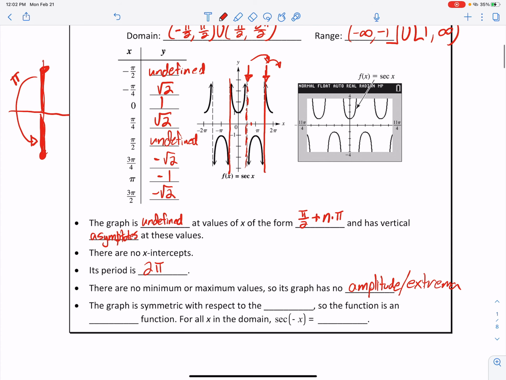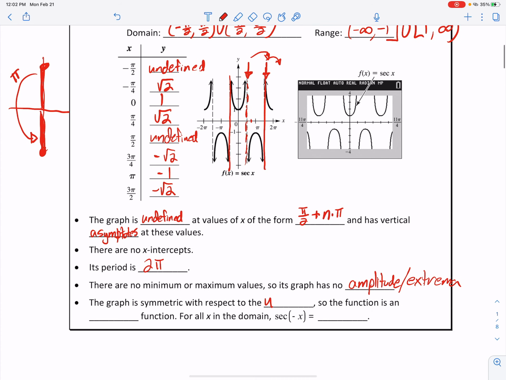Right? The graph is symmetric with respect to the y-axis. That one actually does have symmetry. So the function, okay, which one is that, even or odd? Even. And then we have that secant of negative x is the exact same thing as secant of x.